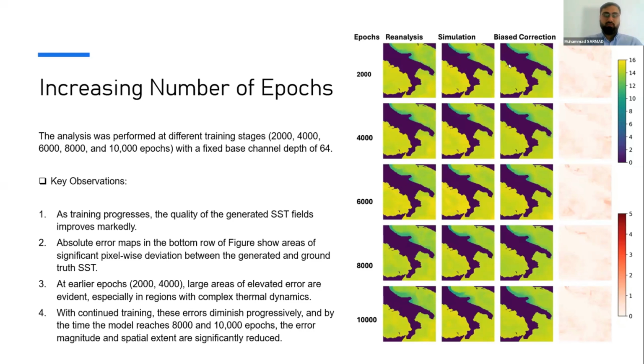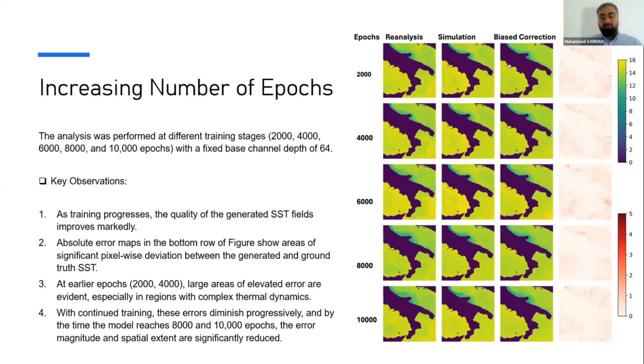As I told you before, the first experiment that I mentioned was just for 1000 epochs. As a result, the difference became very narrow when we increased the number of epochs of a lower base channel, like 64 in this case. As the training progresses, the quality of the generated sea surface temperature field improved markedly. The absolute error maps in the bottom row of the figure show the pixel-wise deviation between the generated and ground truth sea surface temperature. In the earlier epochs, like 2000 or 4000, large areas of elevated errors are evident.